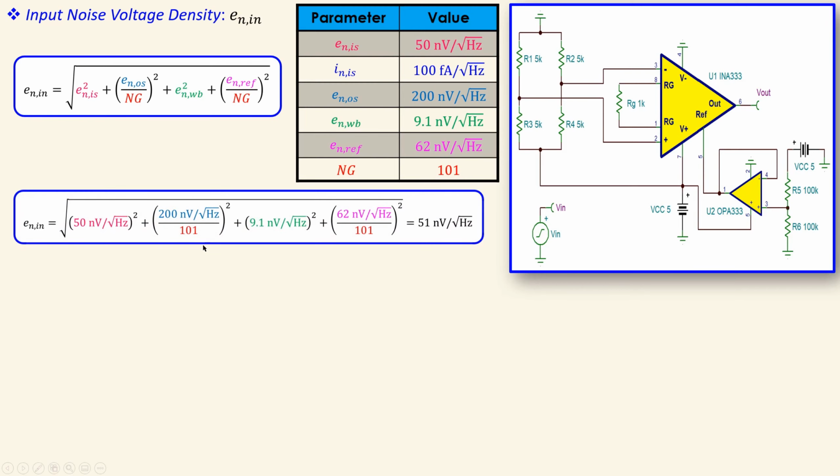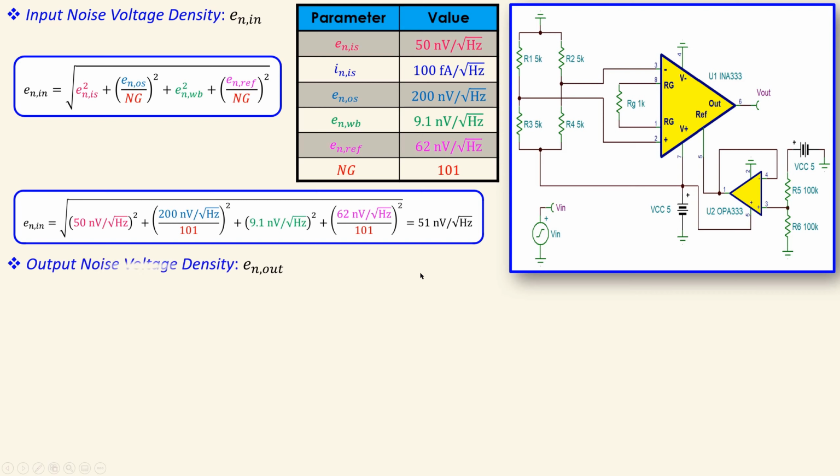Okay, now if I substitute the values, the first one is 50 nanovolts per root hertz. The second one, divided by 101, squared, is just from here, 9.1 nanovolts per root hertz. This is what we have calculated, 62 nanovolts per root hertz, divided by the noise gain. Then you will get 51 nanovolts per root hertz. That is what we have now.